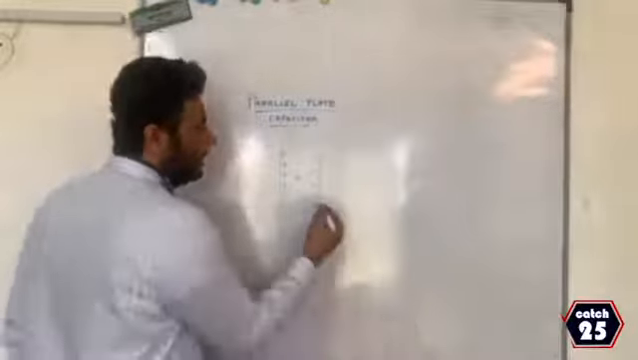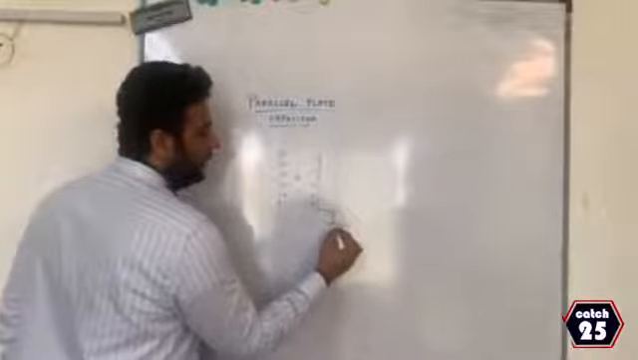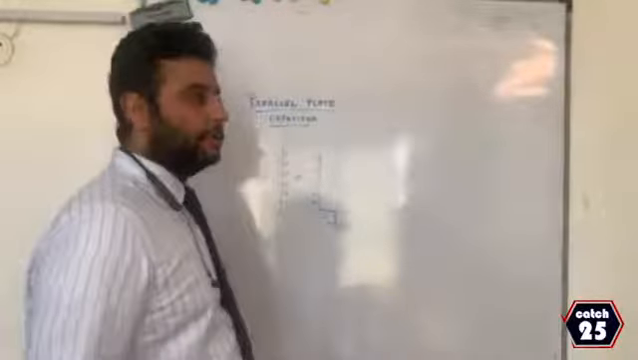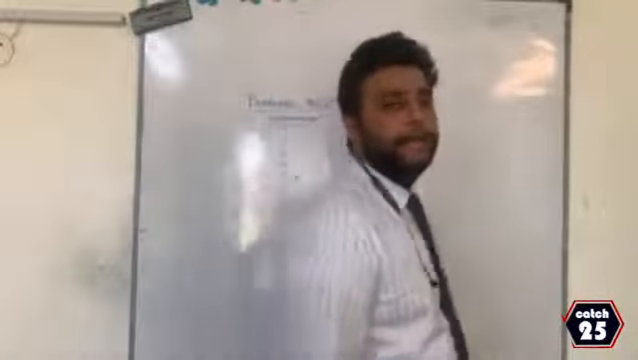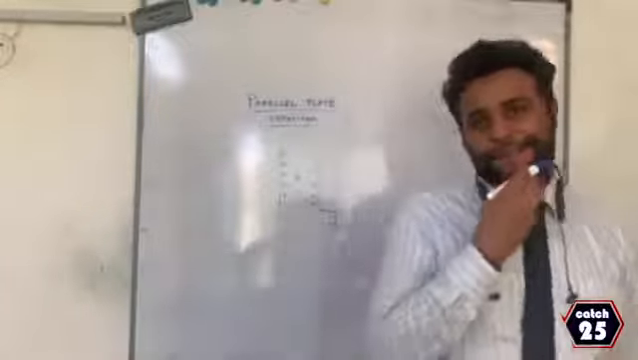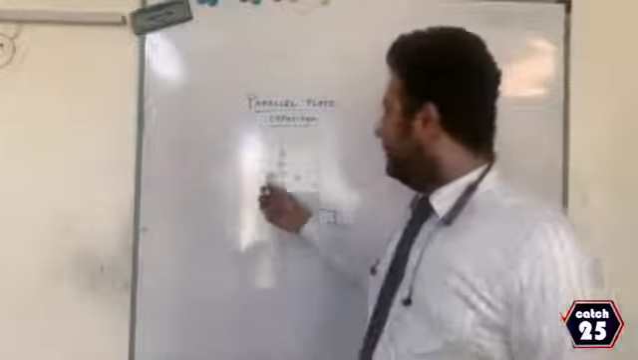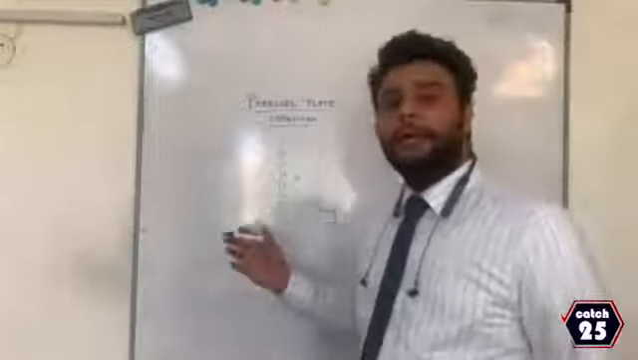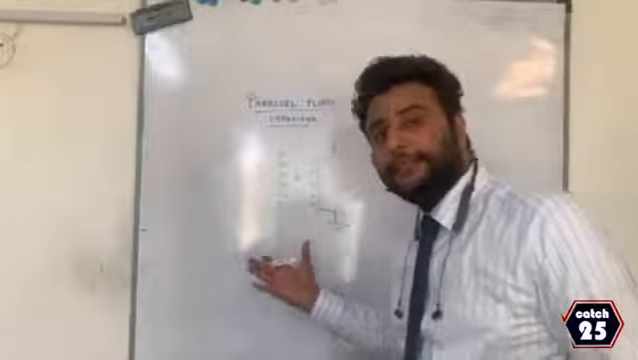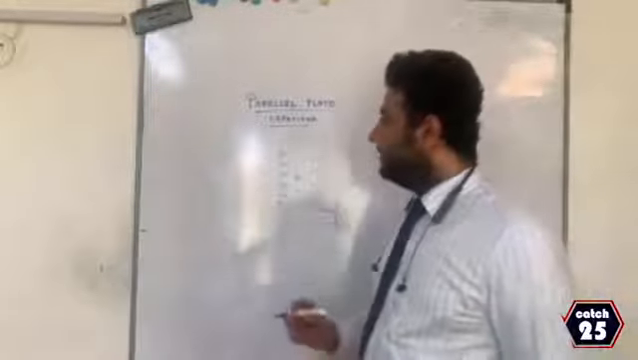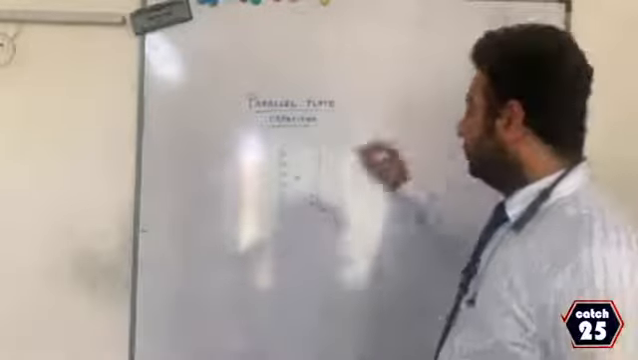And always a good habit to ground the negative plate. So this is how you represent a parallel plate capacitor. Therefore, if you look at the definition, it is a system of two equal and opposite charged conductors separated by some dielectric. Let me show you one more.